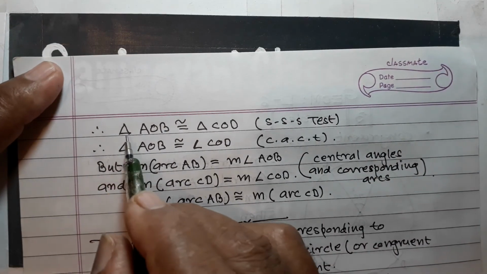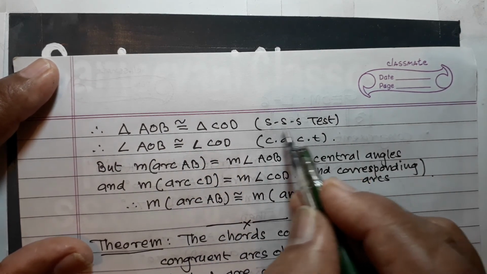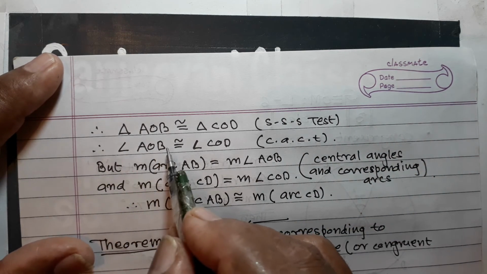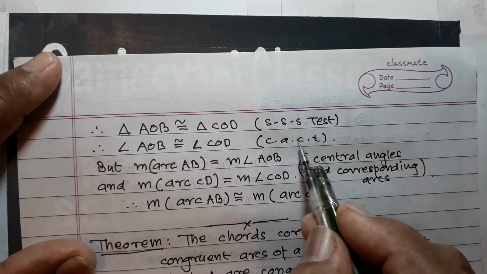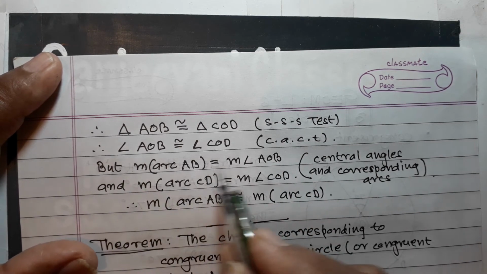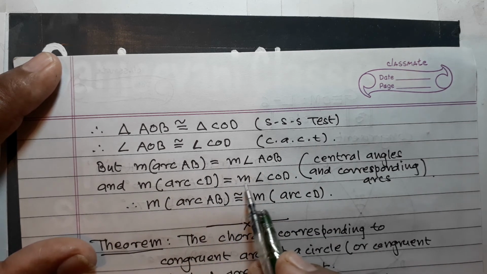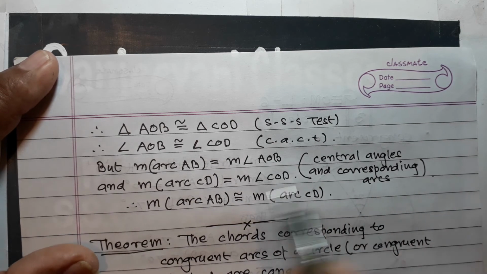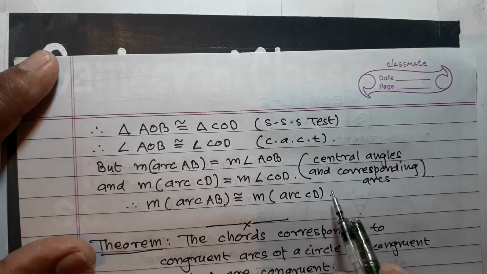And therefore triangle AOB is congruent to triangle COD by the SSS test of congruency, and therefore angle AOB is congruent to angle COD, corresponding angles of congruent triangles, CACT. But measure of arc AB is equal to measure of angle AOB and measure of arc CD is equal to measure of angle COD, central angle and corresponding arcs. And therefore measure of arc AB is congruent to measure of arc CD. Okay.